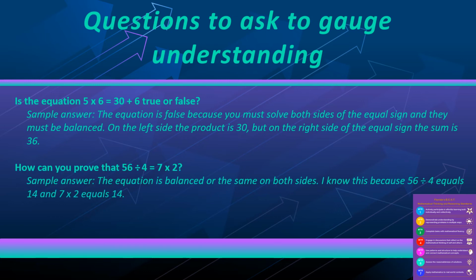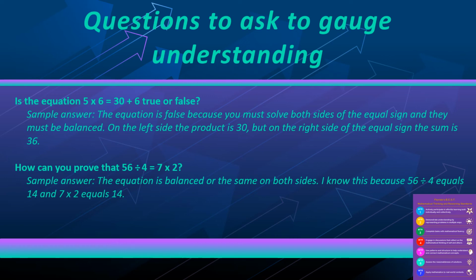Our second question, similar with an equal sign and two equations. How can you prove that 56 divided by 4 is the same as or equal to 7 times 2? An example could be from a response from a student. The equation is balanced or the same on both sides. I know this because 56 divided by 4 equals 14 and 7 times 2 equals 14. In both questions, students are justifying their reasoning to understand the value of each equation.